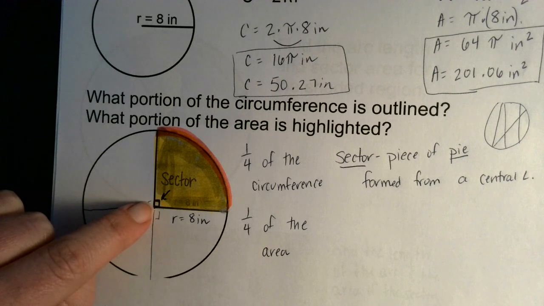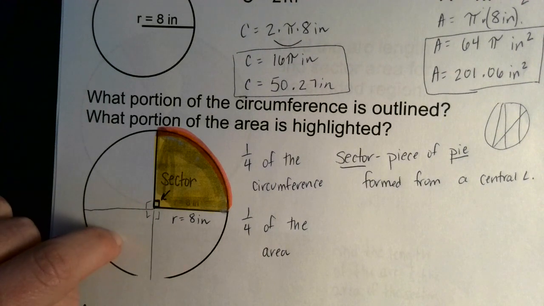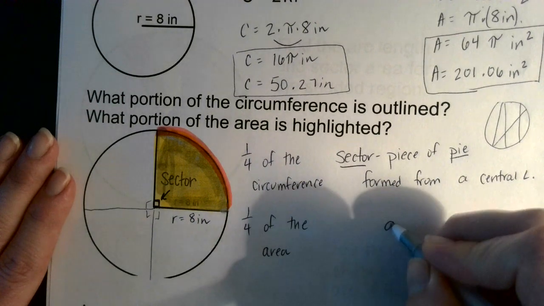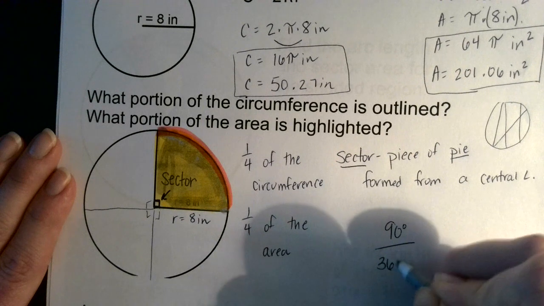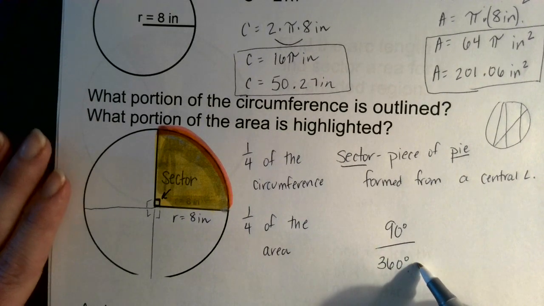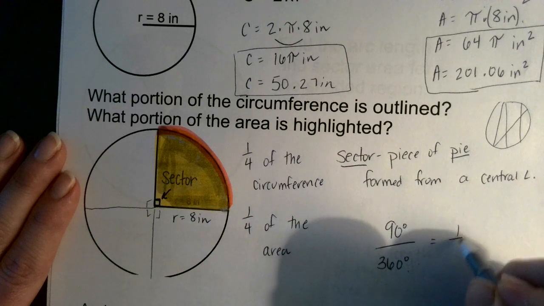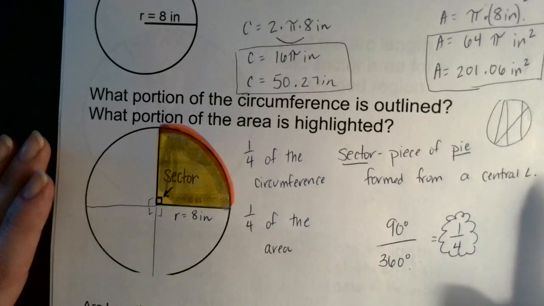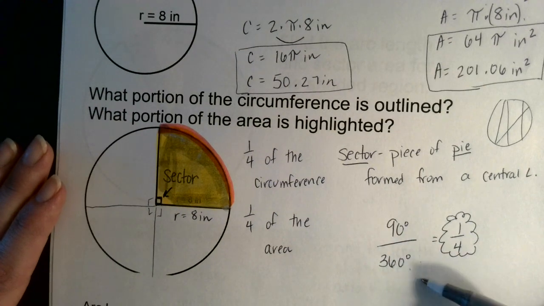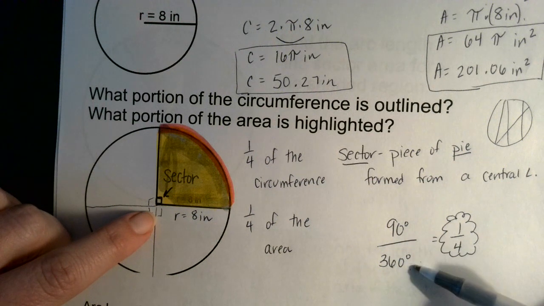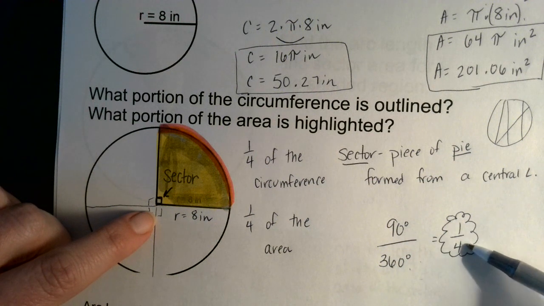But what if I didn't have a nice 1/4, 90-degree angle? I can take the central angle, which is 90 degrees, and divide it by 360, which is all the degrees that will be in a circle. If I reduce 90 over 360, I get 1/4. So I can find the length of any arc and the area of any sector as long as I know the central angle and I divide it by 360. That will give me the portion of the circle that I'm looking for.